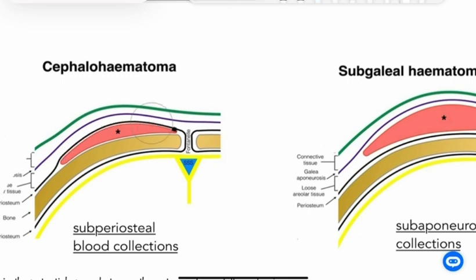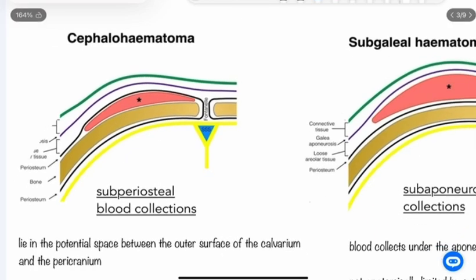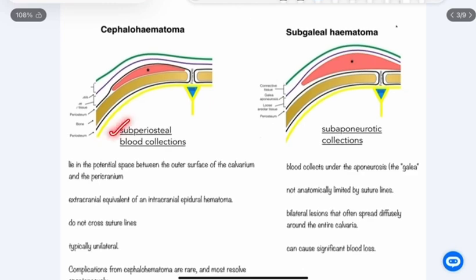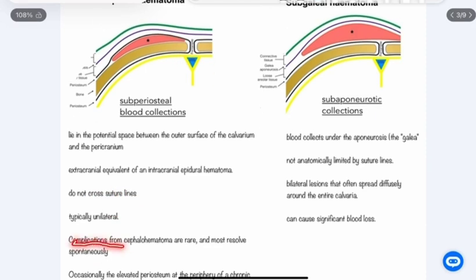Now we will have a look at the theory. Cephalhematomas are subperiosteal blood collections. That is, they lie in the potential space between the outer surface of the calvaria and the pericranium. They are the extracranial equivalent of intracranial epidural hematoma. They do not cross the suture line, therefore are typically unilateral. Complications from cephalhematomas are rare and they mostly resolve spontaneously.